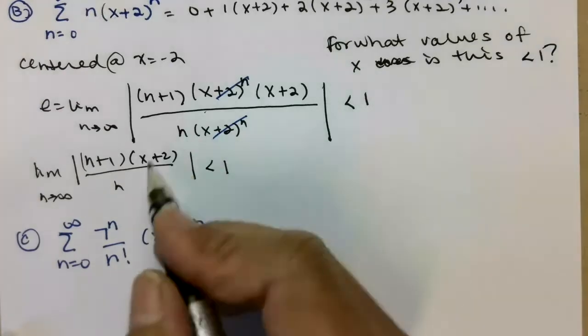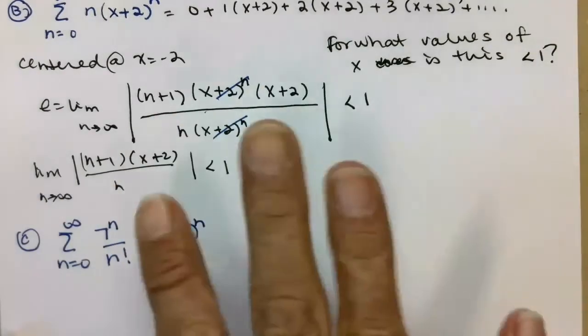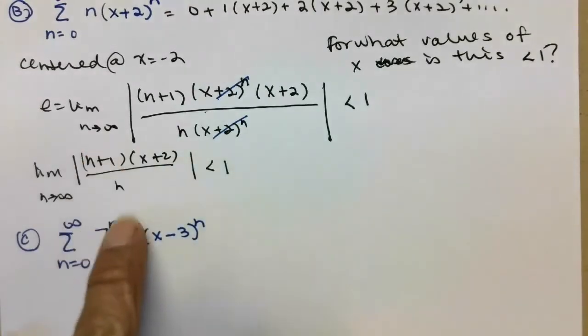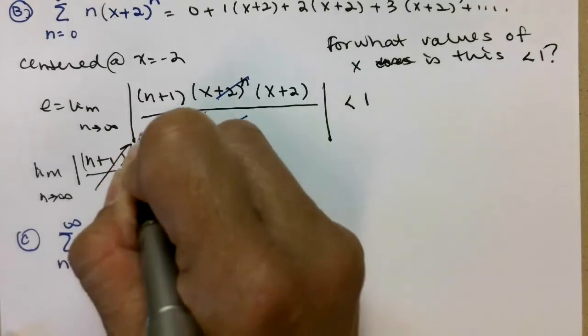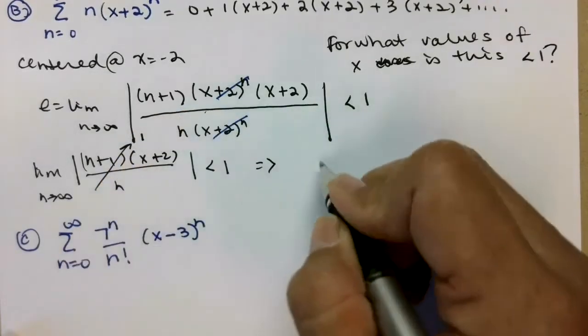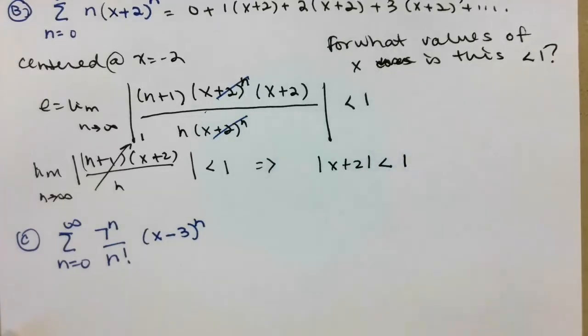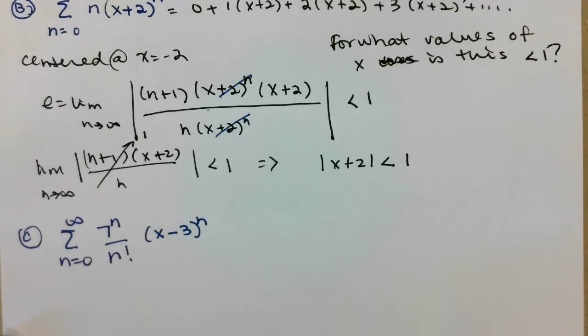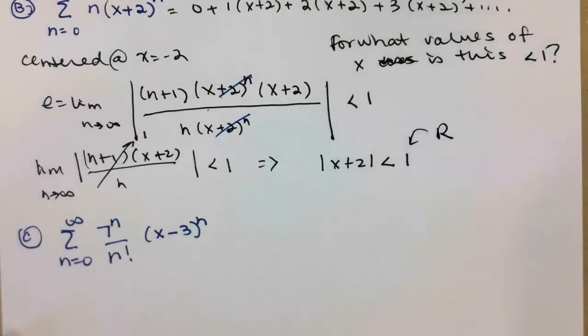Okay, so as n gets big, if we think about our limit, the x plus 2 doesn't actually have the n in it, so that's just along for the ride. The n plus 1 over n, as n gets big, that whole thing goes to 1. So my inequality becomes, the absolute value of x plus 2 is less than 1. Okay, well, so it looks like my radius of convergence is 1.